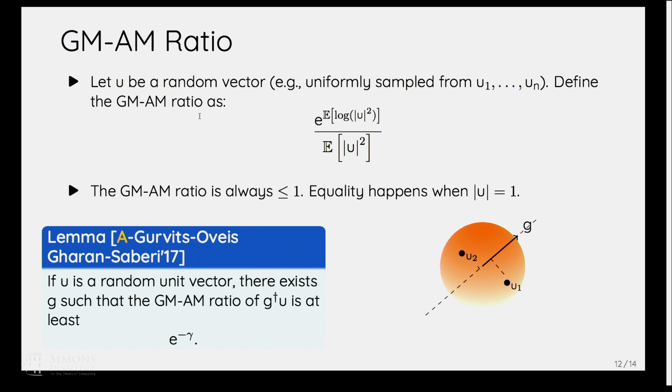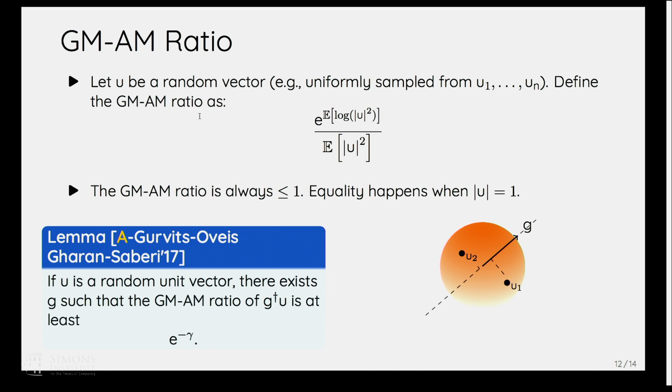So you have a unit vector u, which is a random unit vector. You can think of it as a discrete distribution on the unit sphere, but it doesn't have to be discrete. You want to find a direction g such that when you project your u onto g, the GM-AM ratio is lower bounded by some constant, and that constant is going to be e to the minus gamma. Now, once you have this statement, everything becomes very clear.